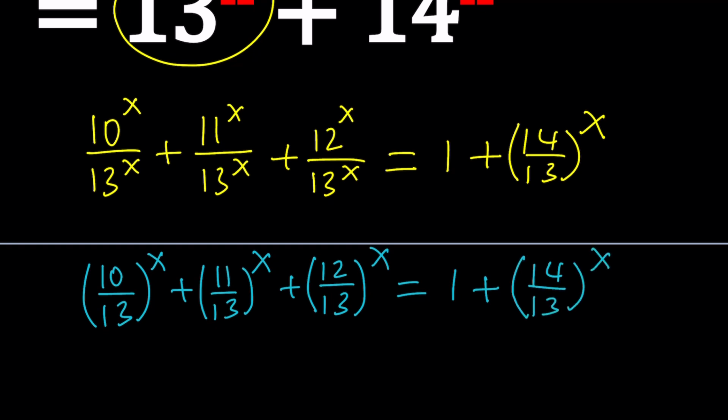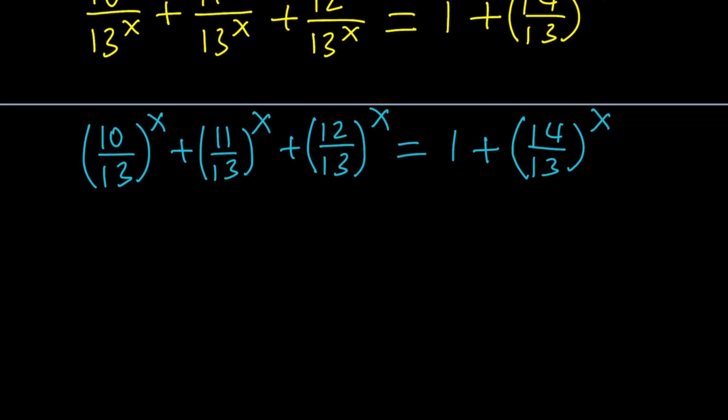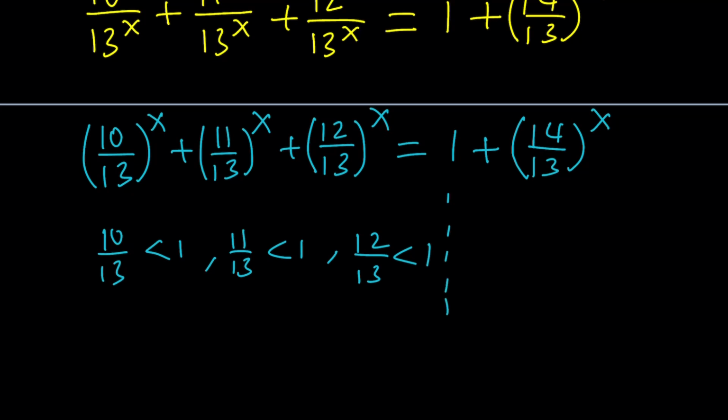Now, one thing that I want you to pay attention to, if you look at the left hand side, all the bases, 10 over 13, 11 over 13, and 12 over 13 are less than 1. Do you agree? 10 over 13 is less than 1, 11 over 13 is less than 1, and 12 over 13 is less than 1. Great. What does that mean? We'll talk about it. And on the right hand side though, there's a different story. 14 over 13 is just greater than 1. You can see that, right? And I'm adding 1 to it. So what does that mean? What does all this mean?